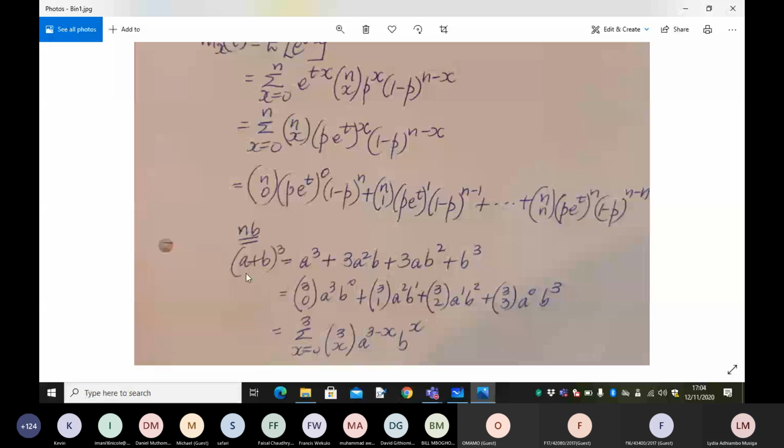So in our next step, all we need is pe raised to t and 1 minus p. Just as we can see that in the last step, we have a raised to 3 minus x, and we have a in the bracket and b raised to x. So let me get the next slide so that we continue with that.